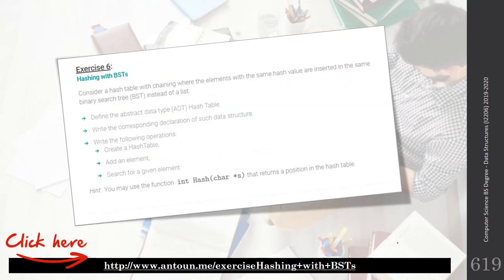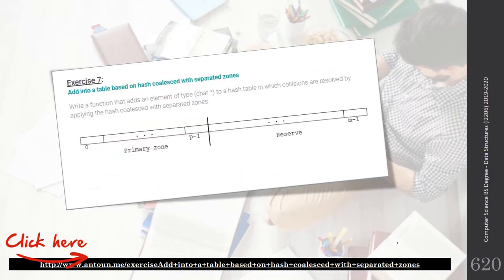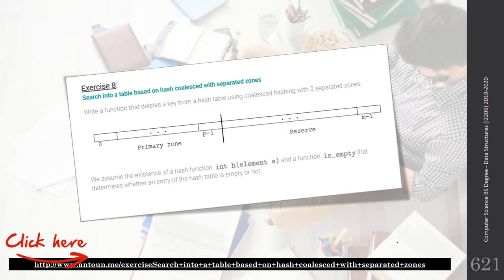Then we need to do hashing with BST. It's a very common exercise. Instead of a linked list, we'll use BSTs. Here we'll be adding an element into a hash table where the hashing is coalesced with separated zones. It's a very important and very nice exercise. So this is what we have told you. However, we'll implement these. Exercise 8.